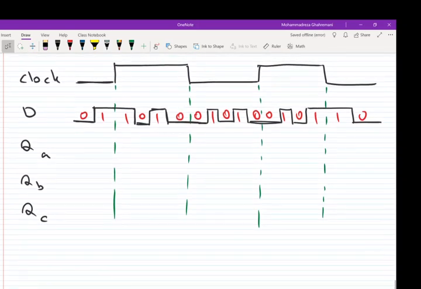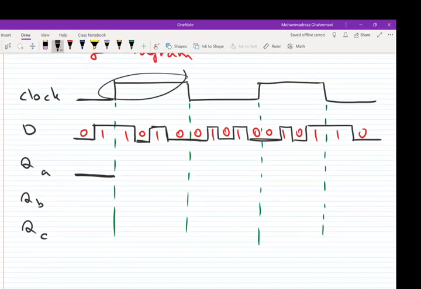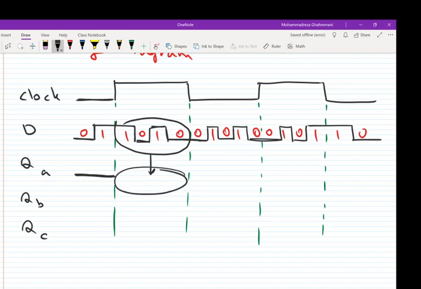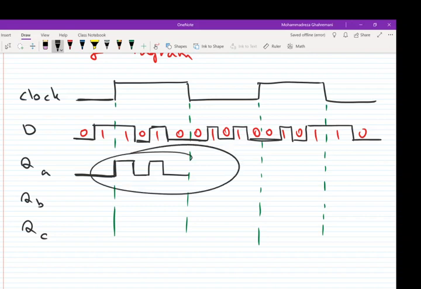So we start from 0. We start from 0, and as we reach the active area, which is high level of the clock, the output follows the input. So these inputs will be exactly copy paste here because the output follows the input. So we can say the output will be 0, 1. You see, during this level, the output changes several times.